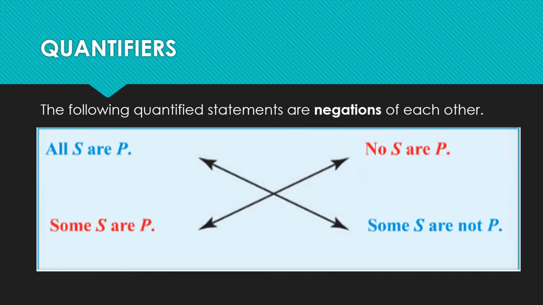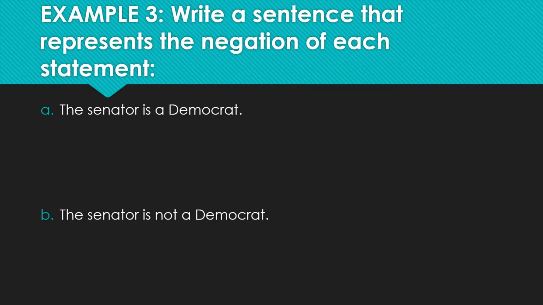On this slide we have some quantifiers. These are quantified statements that are negations of each other. These are just going to help you out for the more complex statements, finding the negation of a more complex statement. So you can see here the way the arrows are drawn. The phrases in blue are negations of each other, and the phrases in red are negations of each other. So I'm going to keep pulling back up this picture as we go through some examples and find some negations.